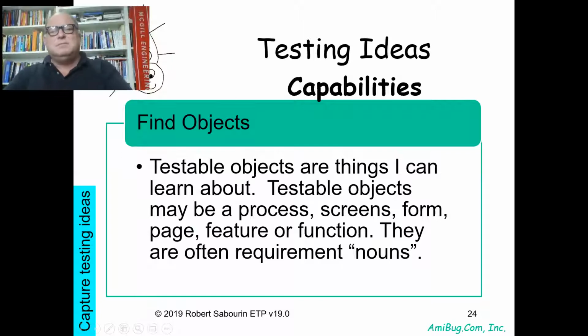So the objects, what I call testable objects, are things I can learn about. Testable objects may be a process, screens, forms, pages, features, functions. They are almost always described using nouns in a requirement document. So objects are nouns. And in the book, Charting the Course, Coming Up with Great Test Ideas Just in Time, there's a chapter on capability-based test ideas where I actually go through paragraphs of requirements and I identify testable objects by reading sentences and hunting down what are the nouns of these sentences.